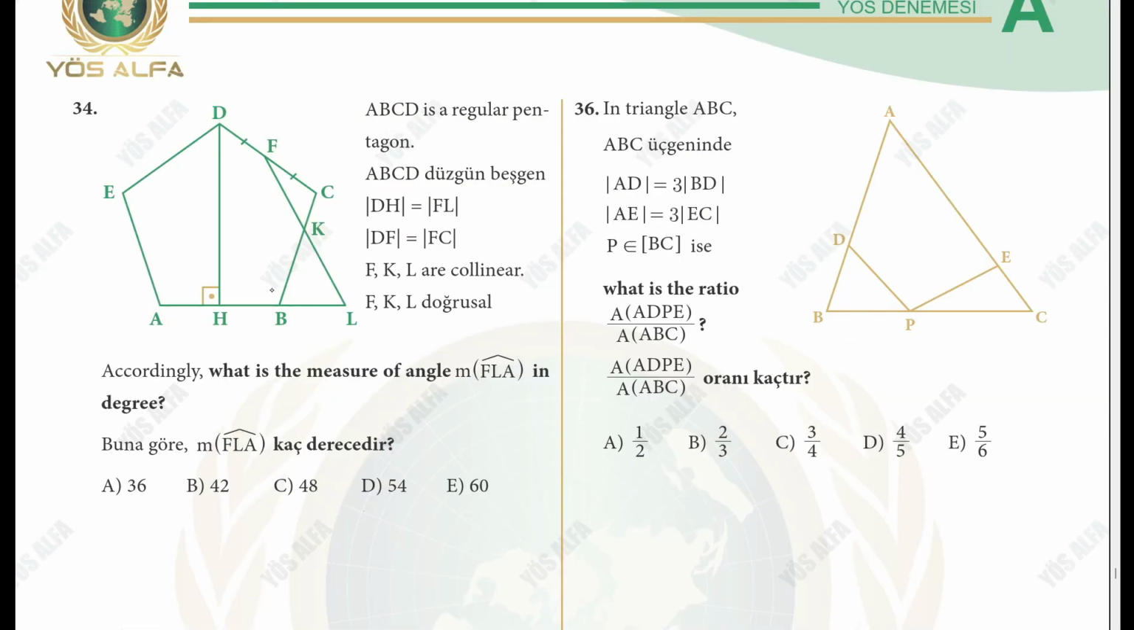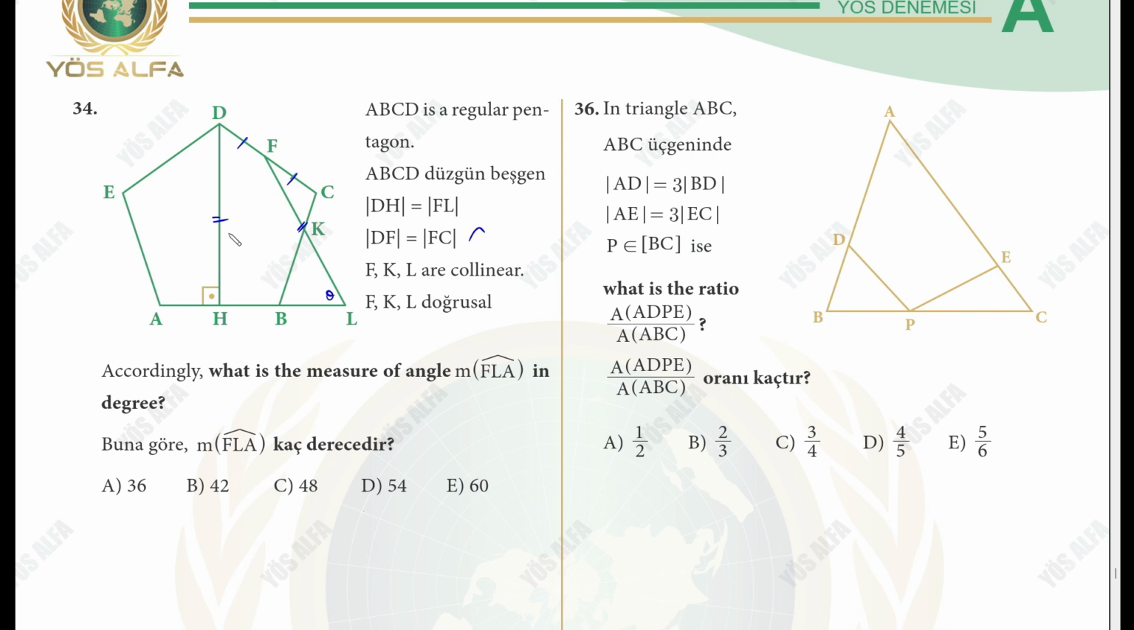34. ABCDE is a regular pentagon, and DH is equal to FL, and DF is equal to FC. It's already given here. FKL are collinear. The angle FLA is asked.